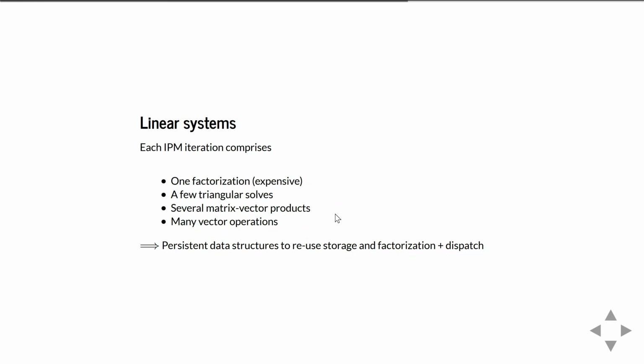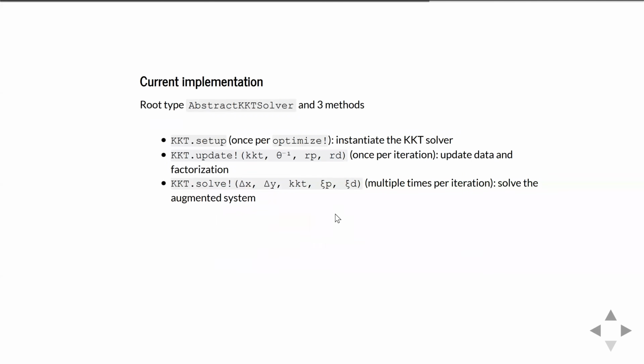So the fact that the factorization is reused for several solves within the same iteration makes it, in a sense, logical to have some persistent data structures so that you can reuse the storage, you can reuse the factorization, and that also allows you to do some dispatch internally. So that's the option that I went with. Now, specifically, there's an abstract type that's called abstract KKT solver, and then there are three functions that, once again, if you want to implement your own customized solver, then these are the things that you need to extend.